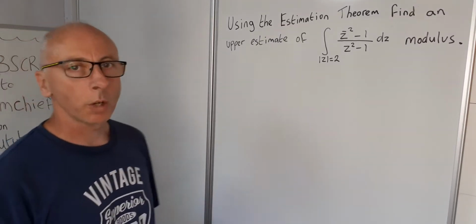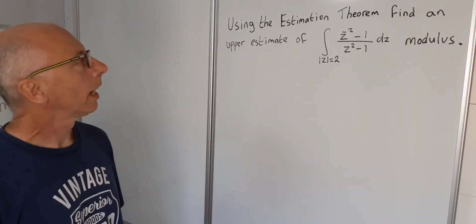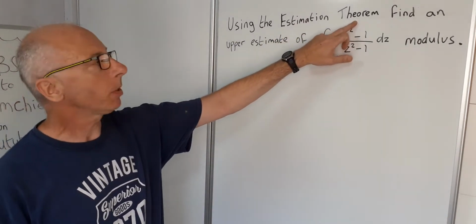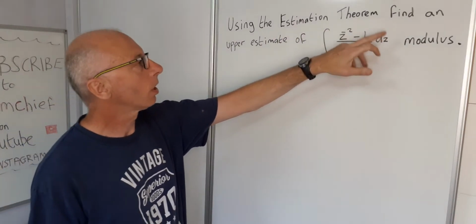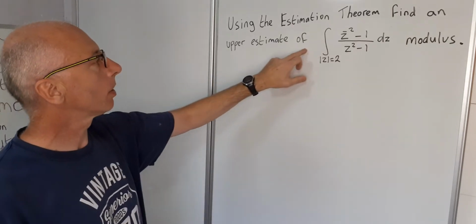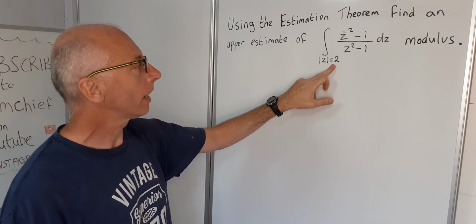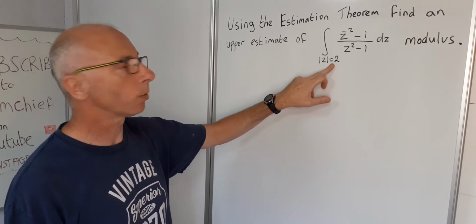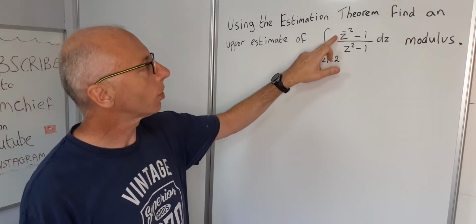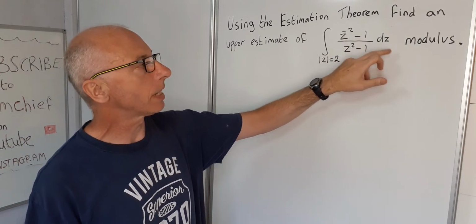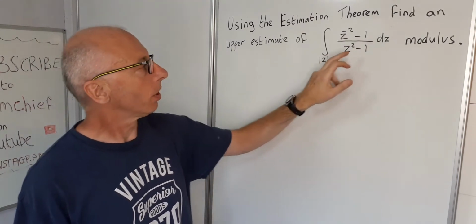Okay, so we're going to do some complex analysis now, and we've got a question here using the estimation theorem. So it's telling you what theorem we're going to use. We're going to find an upper estimate of this integral on |z| = 2, the modulus of z equals 2, for the conjugate of z squared minus 1 over z squared minus 1 dz, and it's the modulus of this integral.